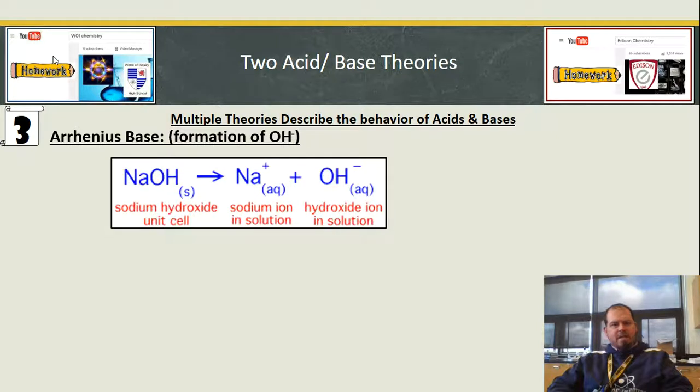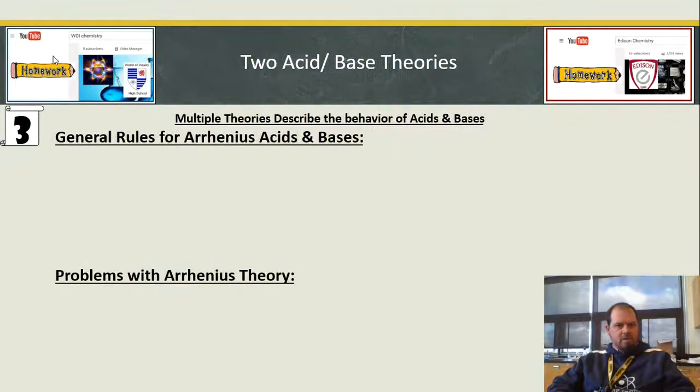Formation of an Arrhenius base. It straight up dissociates like an ionic compound, Na plus OH minus, forming OH minus in solution. And it directly forms it because OH was in the original compound. So this is where Arrhenius came up with his theory of what a base was.